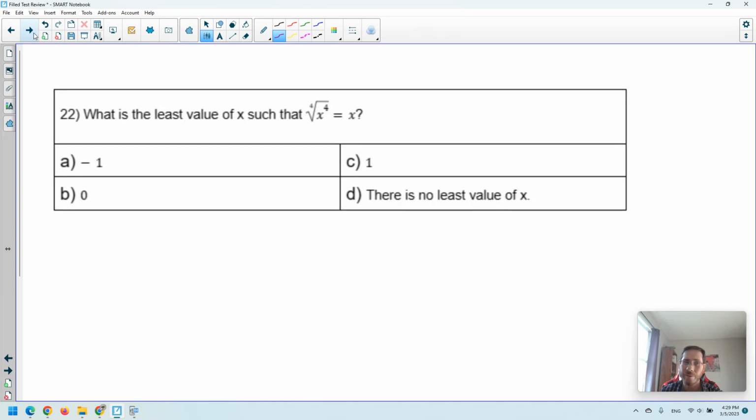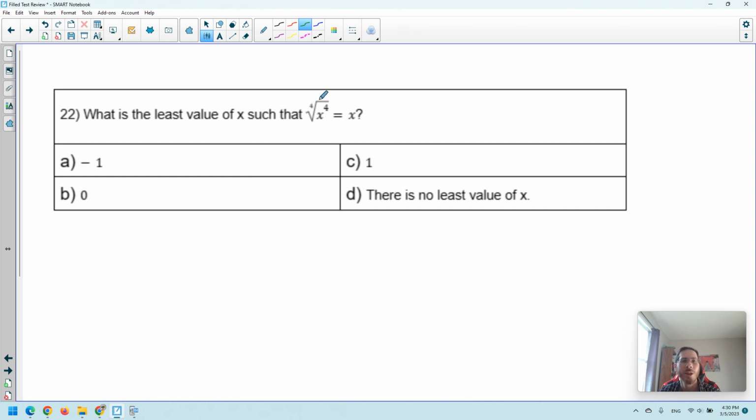22, last question. What is the least value of x such that the fourth root of x to the fourth is equal to x? This is another one where it's kind of hiding some of the words behind it. We want to amend this to say for all x's that are real numbers would probably be a good choice. Because again, there are some crazy numbers out there where we may not get the answer that I'm going to pick, but for the sake of argument for this class, we're only dealing with some of the more normal choices for strange numbers.